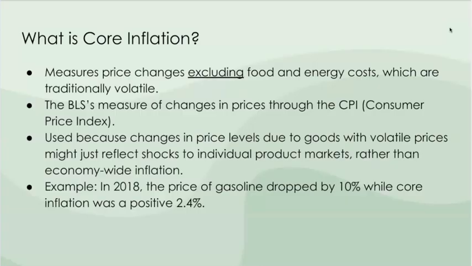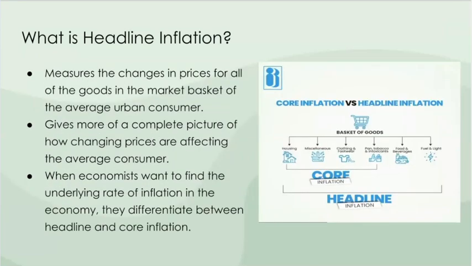It is used because changes in prices due to goods and volatile prices might only reflect shocks to individual product markets rather than economy-wide inflation. So, an example of this would be in 2018, the price of gasoline dropped by 10%, while core inflation was a positive 2.4%.